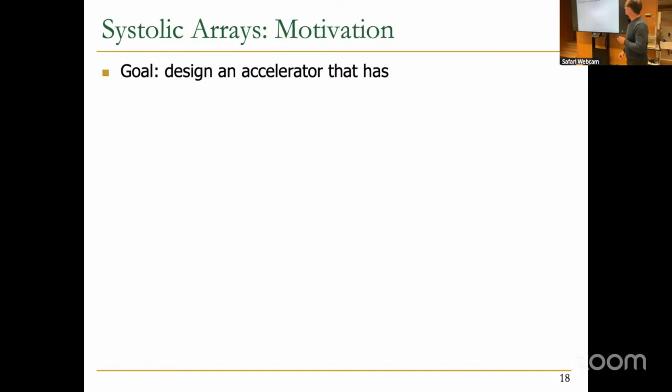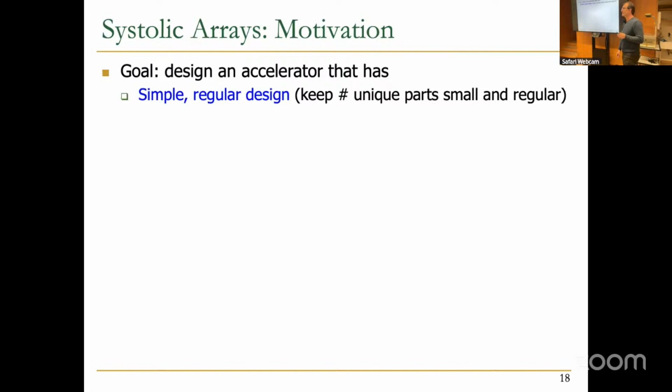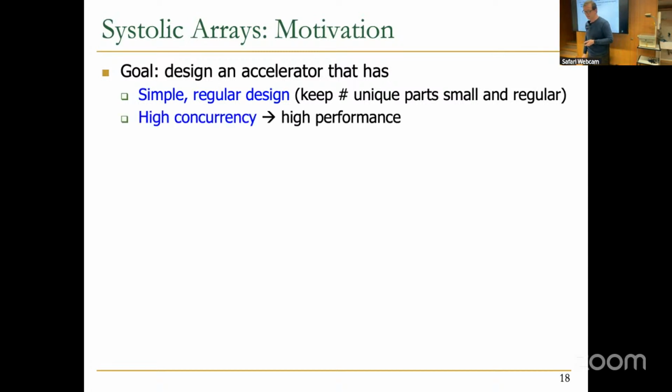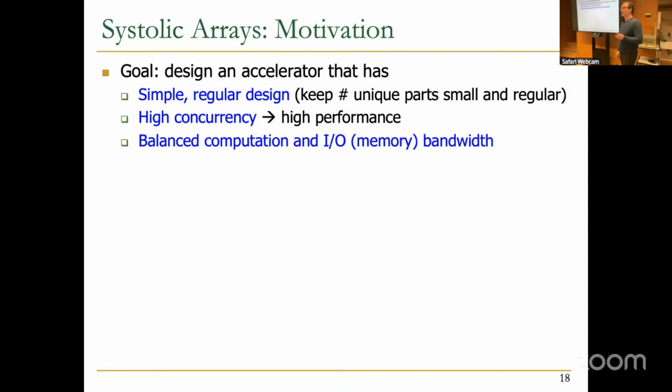So what is the motivation for these? Essentially, the original motivation was to design an accelerator that is simple, regular, because that's one of the benefits of designing an accelerator, right? So if you're simple and regular, you can do things much more efficiently, perhaps. So you keep the unique parts small and regular. You want high concurrency, high performance in an accelerator, clearly. And you want to tolerate the memory issues. So you want to balance computation and memory bandwidth. And we're going to talk about that. We're going to talk a lot more about memory when we go into the future. In fact, in this lecture, I added some slides that talk about memory also.